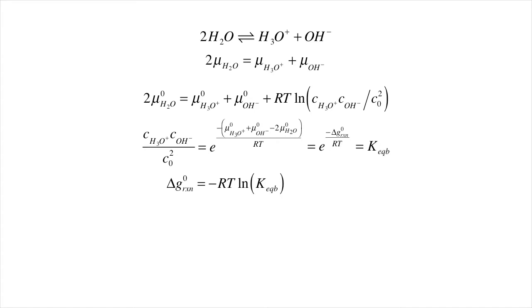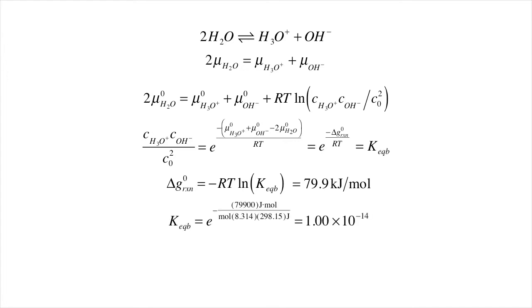The value of delta G0 for this reaction is tabulated as a function of temperature in many sources. At 25 degrees C, it is 79.9 kilojoules per mole. This is a positive number, implying the formation of the ions is unfavorable relative to water. So in pure water, we expect the concentration of these ions to be very small compared to H2O. Plugging in numbers, we get an equilibrium constant of 1.00 times 10 to the minus 14.